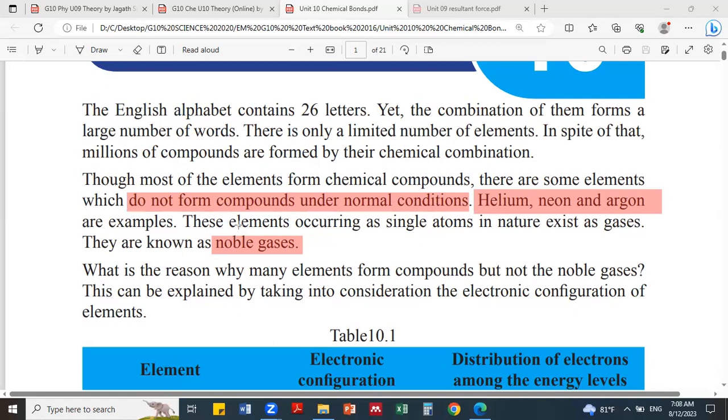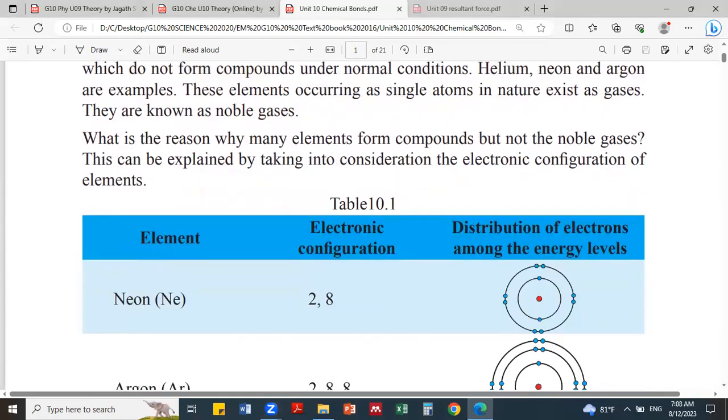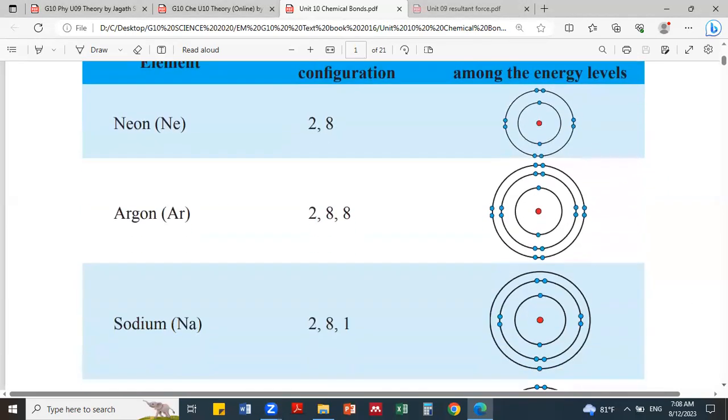All the other atoms are unstable. Why? That means they form compounds. Noble gases don't easily form compounds because their outermost shell is full. They have completely filled electronic configuration. They don't need to share any electrons with anyone, and they don't need to gain or lose any electrons. So you should know the necessity of the formation of chemical bonds.